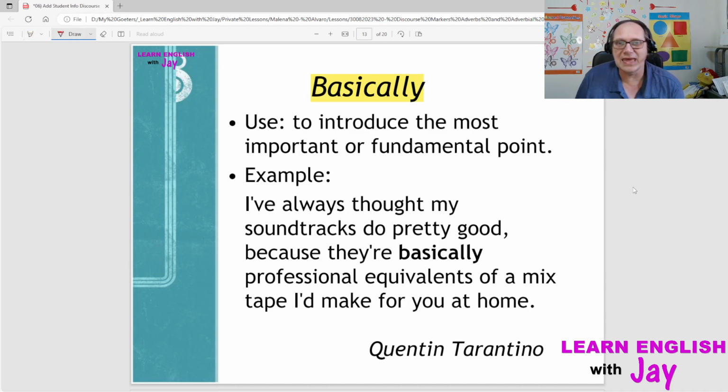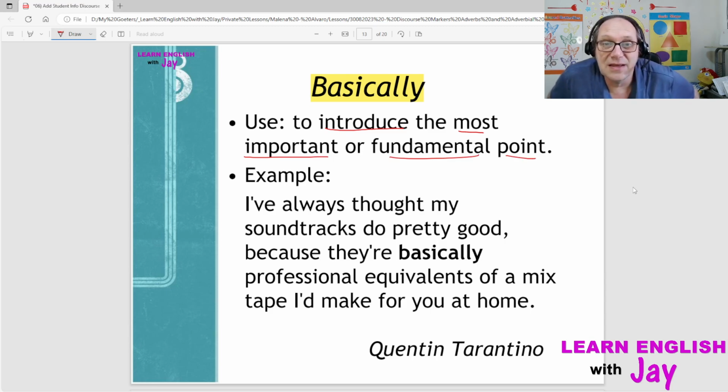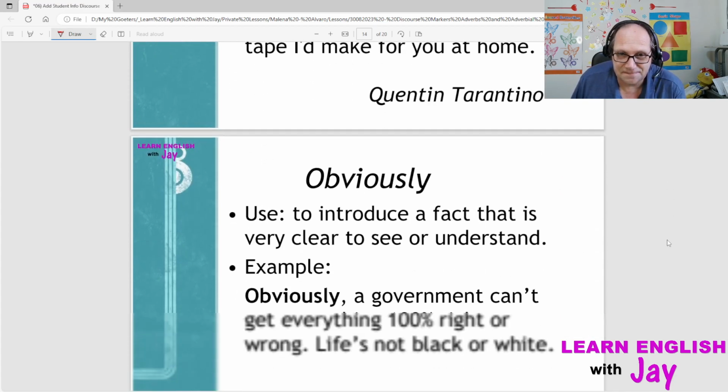Basically, again, basically would be a great way to explain what we said. So this is to introduce the most important or fundamental point of your argument. We can go with, basically, this is what it boils down to. All right, so we are summarizing it. For example, Quentin Tarantino said, I've always thought my soundtracks do pretty good because they're basically professional equivalents of a mixtape I'd make for you at home. Okay, so we're going down to the fundamental point.